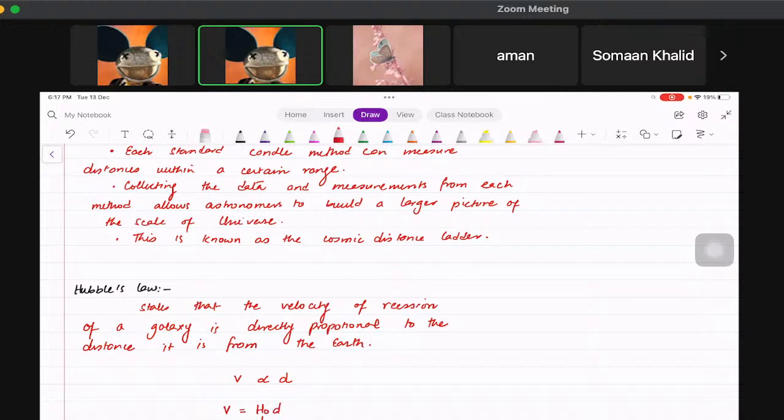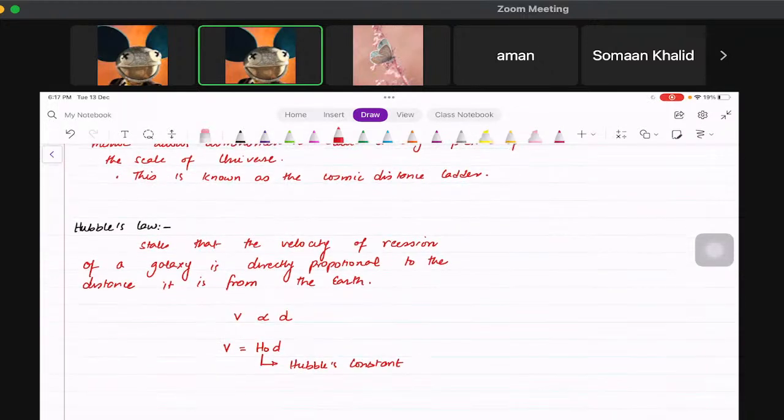Now we'll get back to it after we learn about the fate of the universe. All right. But right now, we need to remember this formula, please.